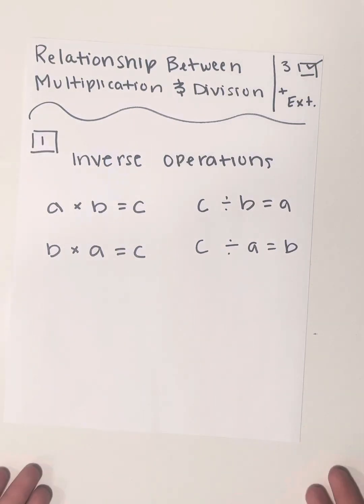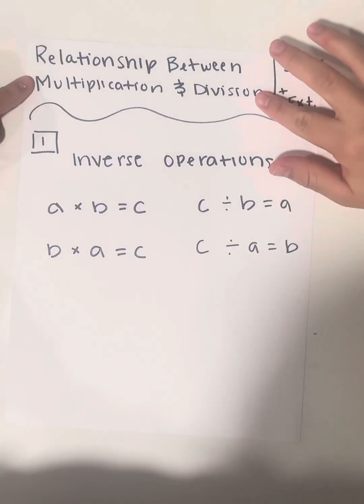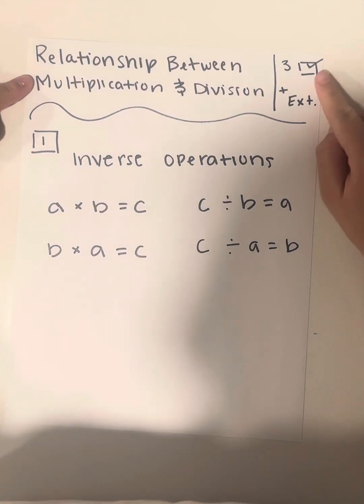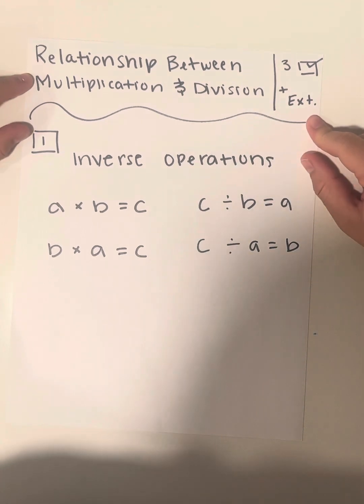Hey you guys, today we're going to be learning about the relationship between multiplication and division. This is going to be for grade level 3. We are going to be having 3 boxes as well as an extension towards the end.